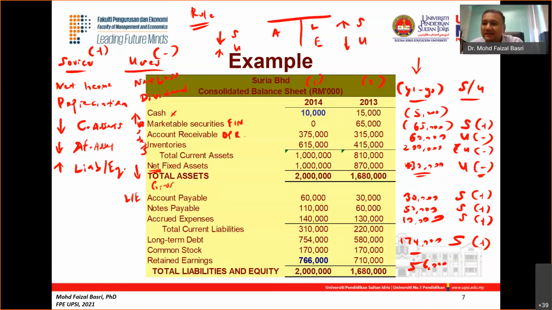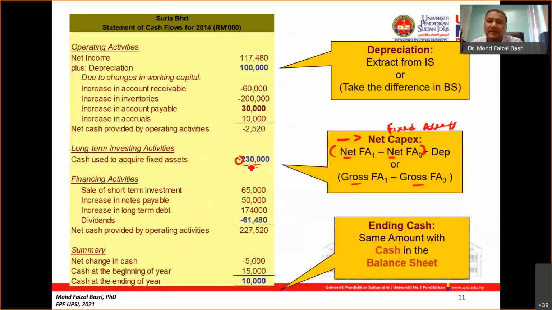Okay, but we don't use 130,000 alone because we need to add the 100,000 of depreciation. So that's why we get 210,000. Okay, 230,000 for this. Oh, that means the negative sign is the sources sign. Yeah, the use sign. Yeah, okay.